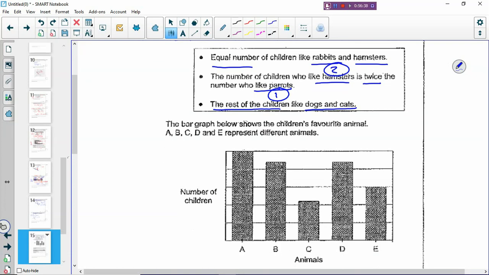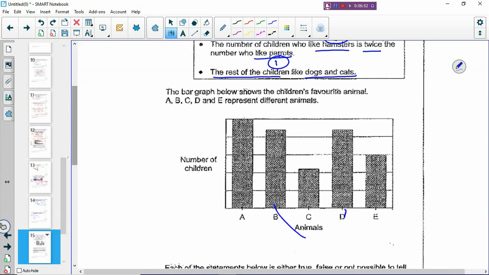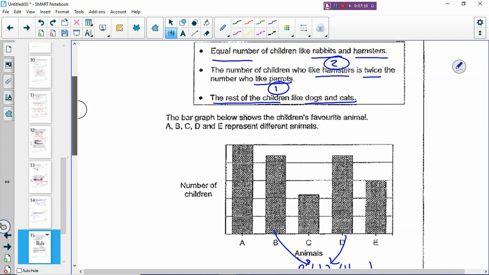Okay, so what do we do? Now, we can actually put something onto the bar graph. Equal number of children like rabbits and hamsters. So which means that animal B and animal D could be rabbits or hamsters. Let me just write the word, otherwise you have too many letters and you get confused by all the letters that you see. So, rabbits or hamsters. Agree? Because equal number of children like rabbits and hamsters.